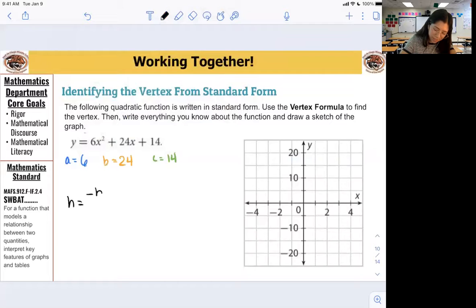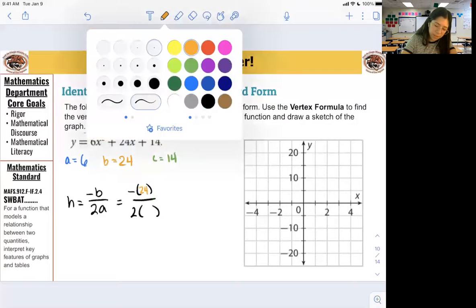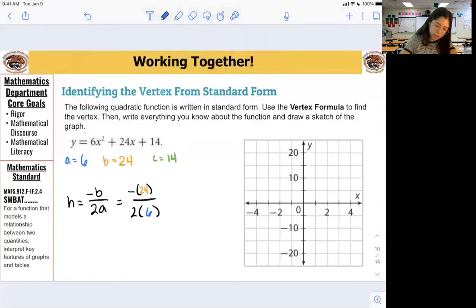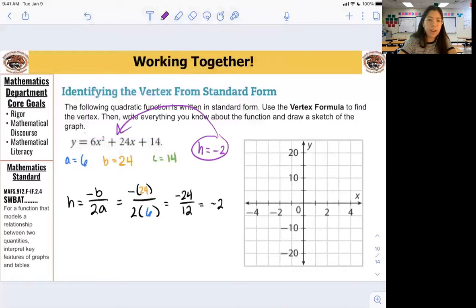It's too bad. Okay, H equals negative B over 2A. So, negative B, what am I plugging in? What do I get? 24. Negative 24. And then 2 times 6 is 12. So what's negative 24 divided by 12? Negative 2. We got H. What do I do with that number now? You plug it back in to the original.